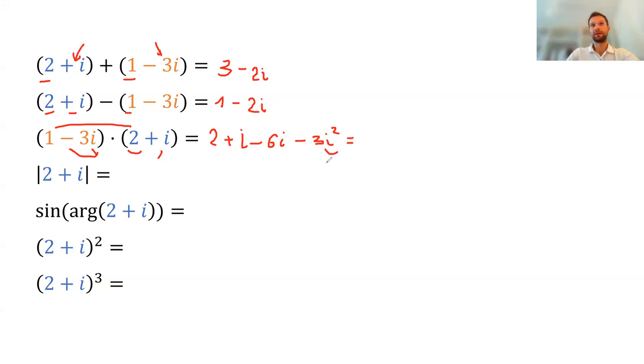So that guy is -1, and I just need to collect the terms. So 2 minus -1, that will be 3. Then there will be I, and -6i, it will be -5.